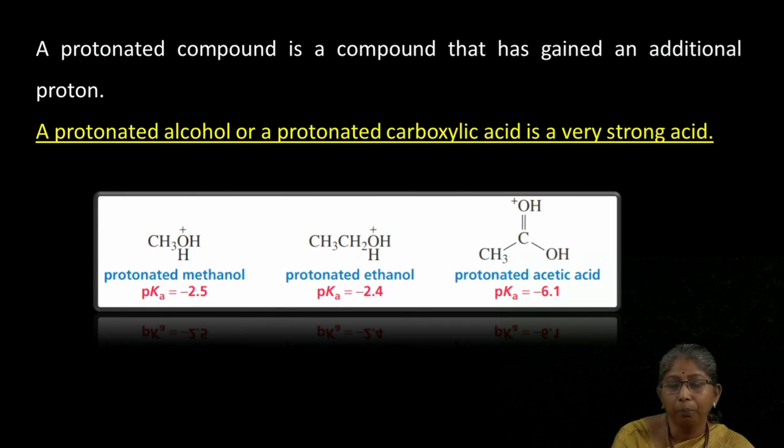Another important point to remember is that a protonated compound, one that has gained a proton, will act as a very strong acid. See protonated methanol: the pKa value is negative. Negative means the acidity is very, very high. Likewise, protonated ethanol and then protonated acetic acid all have negative values, showing that they are all very strong acids.